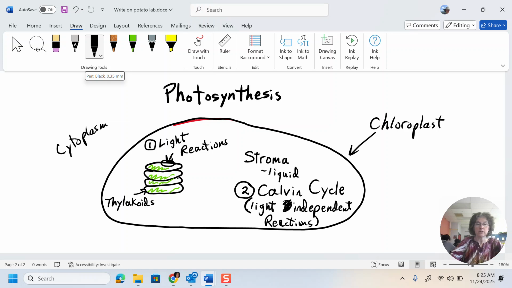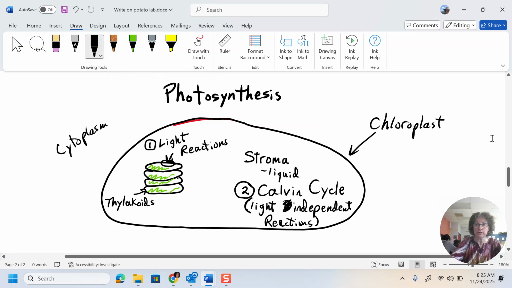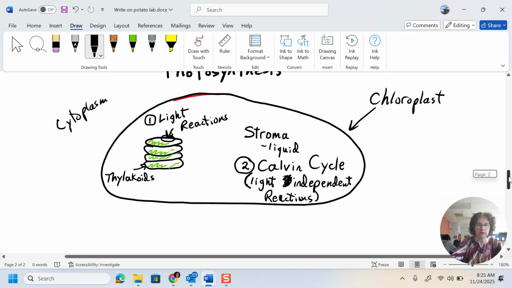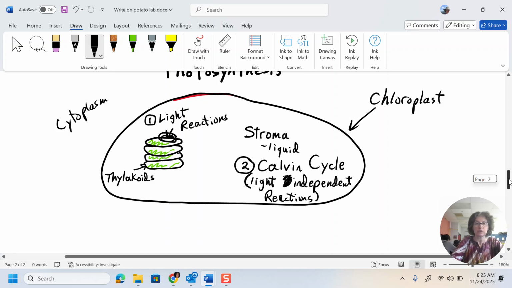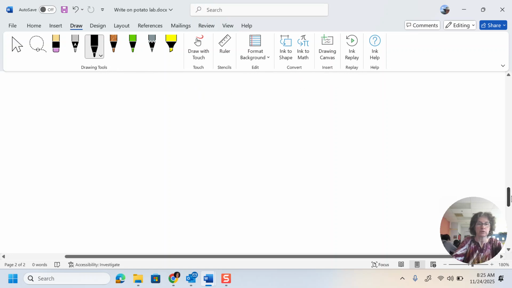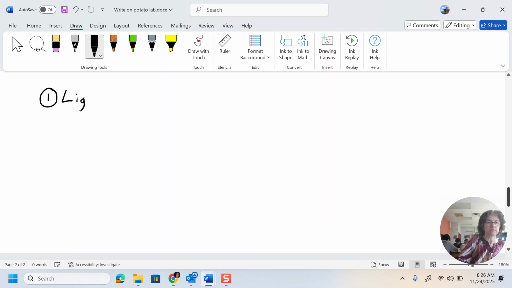All right. So now that we've located things in terms of where things are happening, let's concentrate on the light reactions only. So what I'm going to do is draw a picture of just this one piece of the thylakoid membrane. That's where the light reactions happen, and that's what we're going to do. Okay, so this is the first step of photosynthesis, often called the light-dependent reactions.